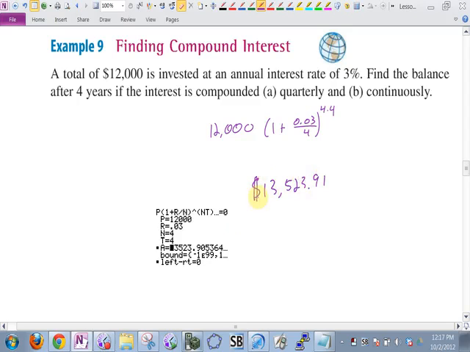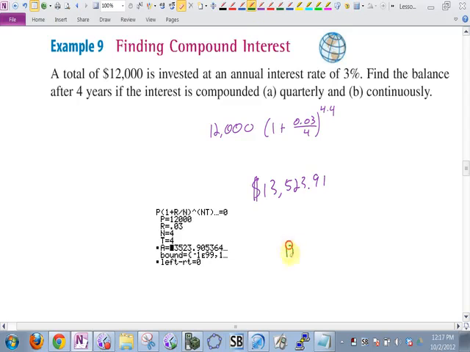Because they want you to invest it for 4 years. Find the balance after 4 years, and compounded quarterly, so that's what they said. One of the 4s is for quarterly, one of the 4s is for 4 years.